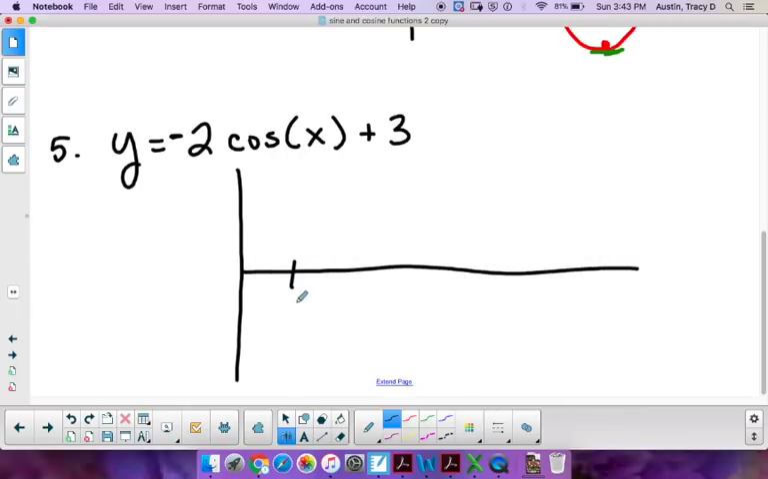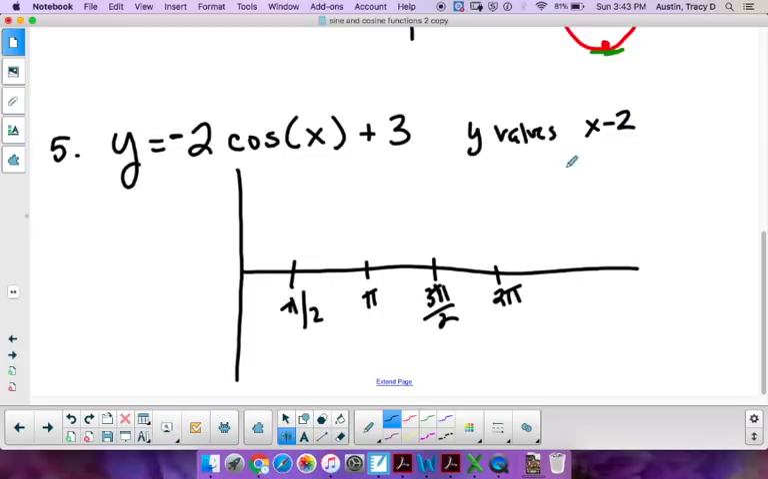and pi over 2, pi, 3 pi over 2, and 2 pi. Okay, so this is going to take my y values, right? It's just my y values, and it's going to multiply by -2 and then add 3. Okay, so first you're going to take all your normal y values, you're going to multiply them by -2, and then you're going to add 3.